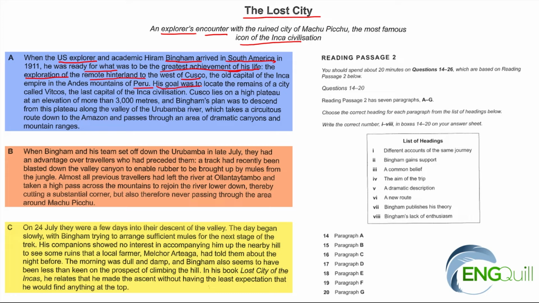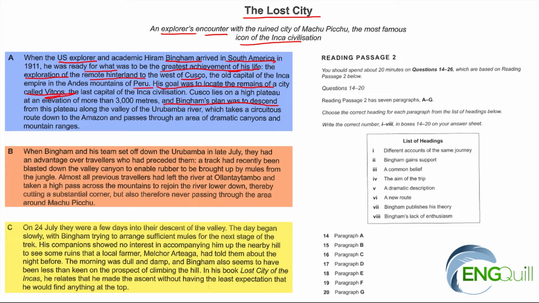His goal was to locate the remains of the city. This is the name of the city. And then it's talking about where Cusco lies, the high plateau, which is not needed. And then this: Bingham's plan was to descend something from this plateau.